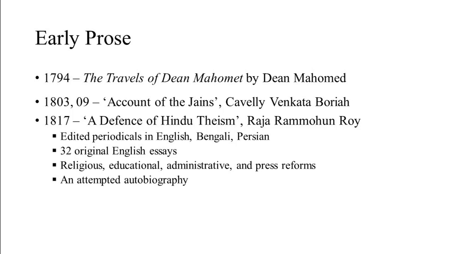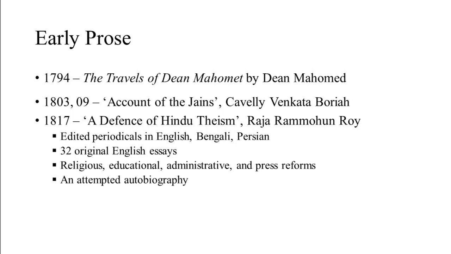Even though this is a significant text, the first major extended text to appear in English was written in 1803 by Kavali Venkata Boriah in Madras. It was called Account of the Jains, and it was published in 1809. But something you need to note about C.V. Boriah's text is that it was not an original English creation. It is a 28-page essay based on the information collected from a Jain priest at Mudgeri and translated by Boriah. So it is considered a translation, but it is also a text in English by an Indian writer.